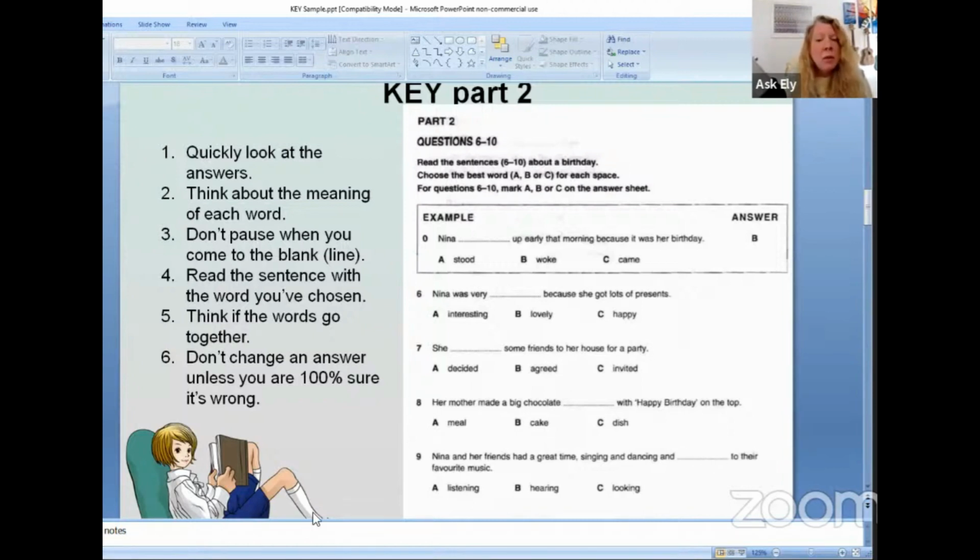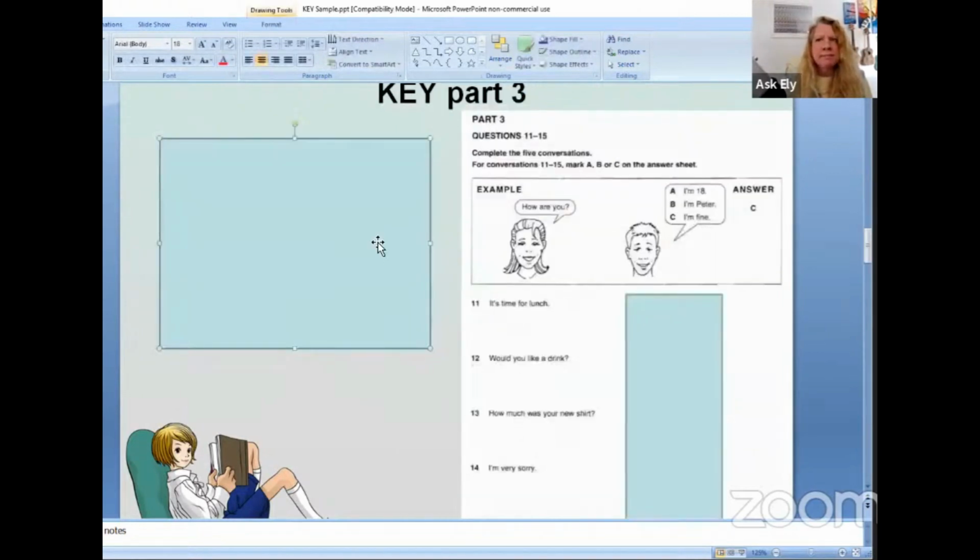Okay, if you have any questions, you can always ask me. Don't be afraid to ask. That's the best way to get better, right? Is to ask questions. All right, here's our next page. This is part 3. Now we're ready for part 3.